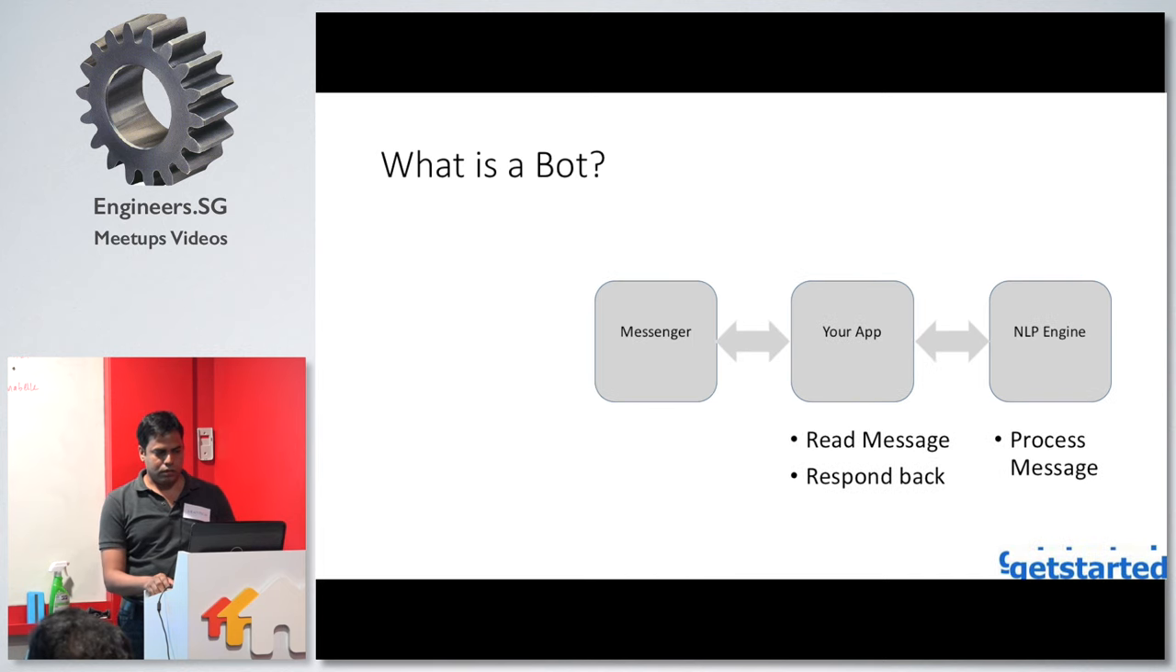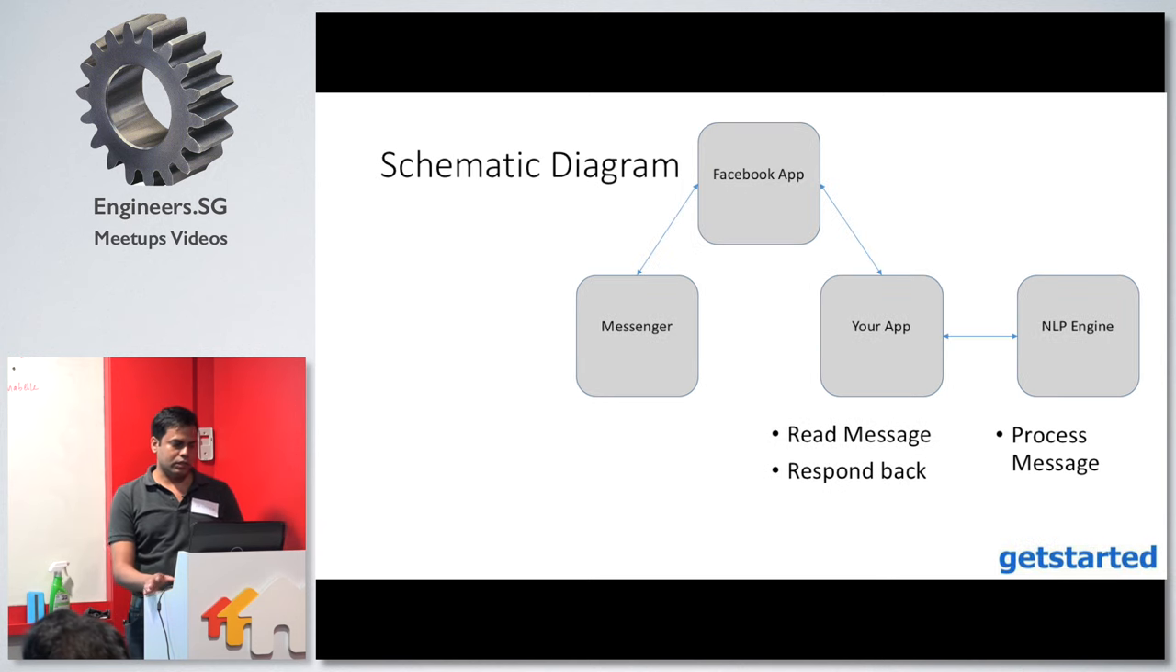Okay, so a basic overview of what your architecture would be. What we need is a messenger where people are going to type their message. When they type, you need to read that message through your app and then send it to the NLP engine. The NLP engine will process it and send back what you need to do, and then you carry out those tasks and put your message back to the messenger. Okay, so we'll quickly build a bot.